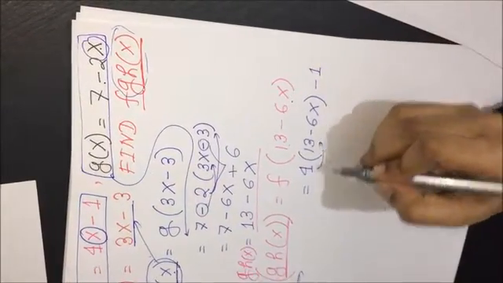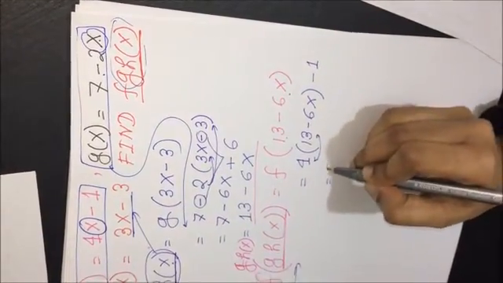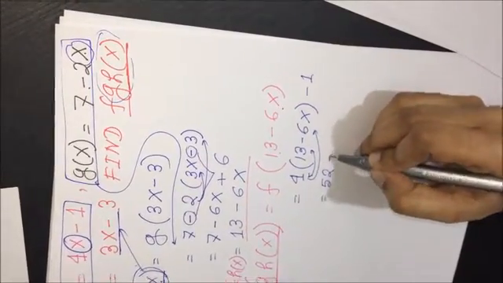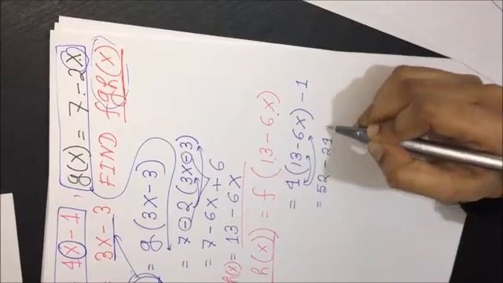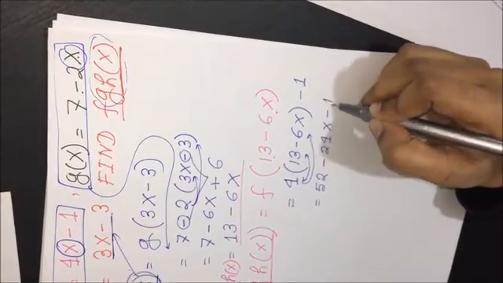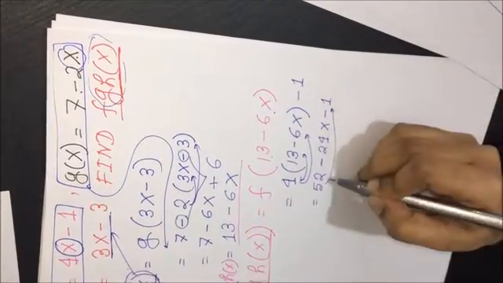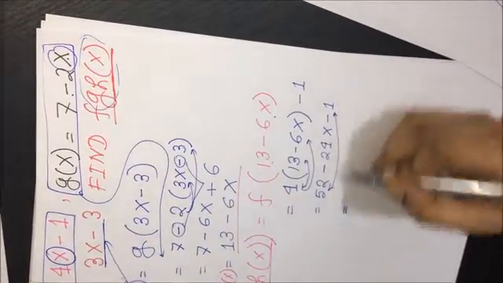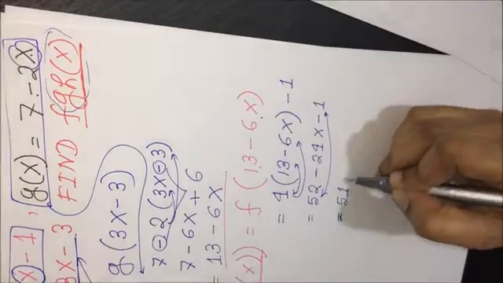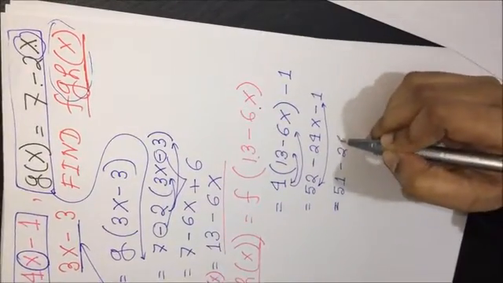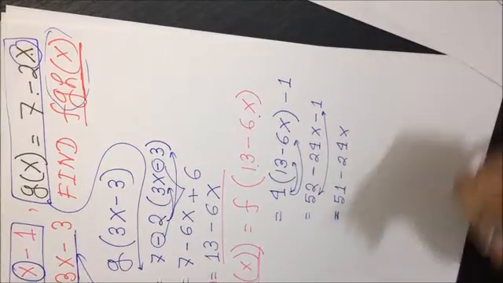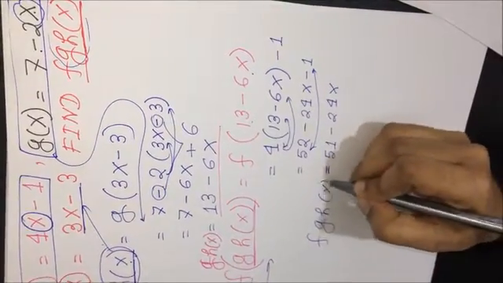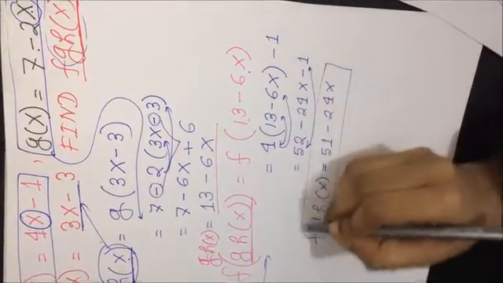Now I have to expand and simplify that. So 4 times 13 is 52, and 4 times 6 is minus 24x, minus 1. 52 and 1 I can simplify. If I simplify it, 52 take away 1 is going to give me 51 minus 24x. This is the value of f, g, h, x, a composite function value.